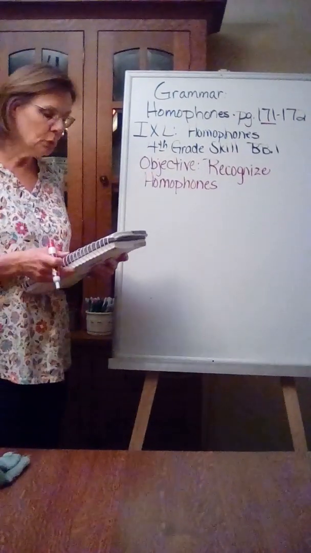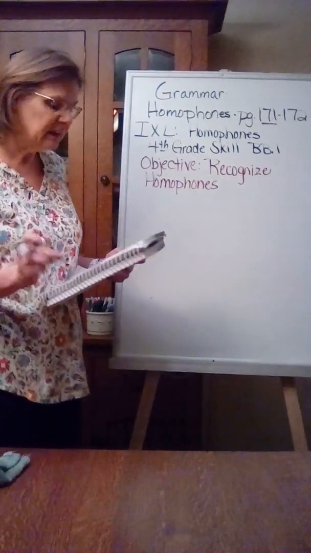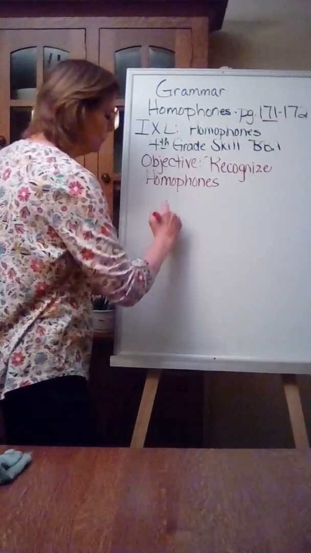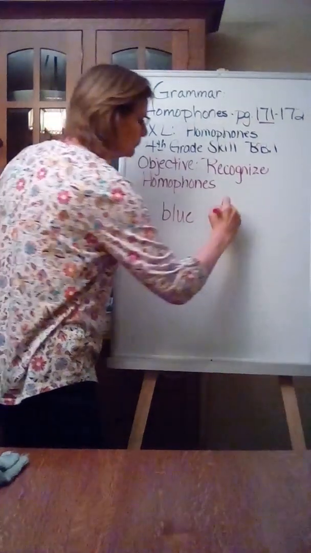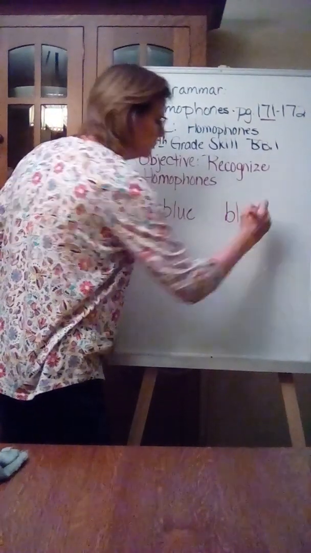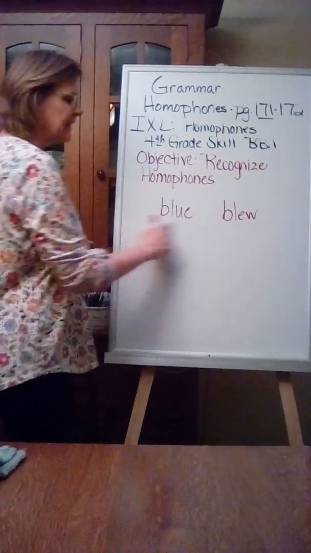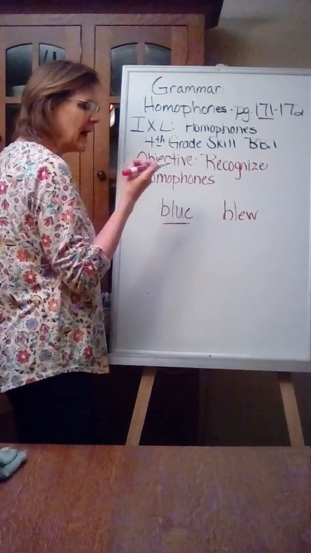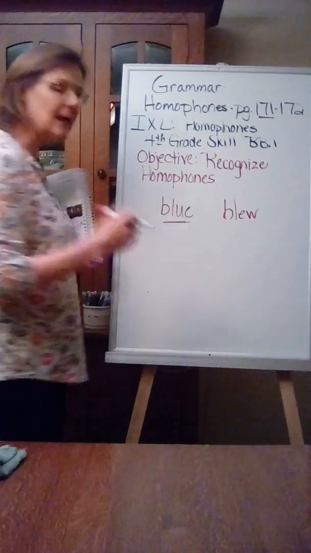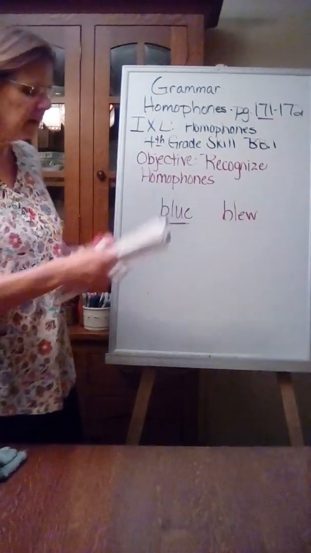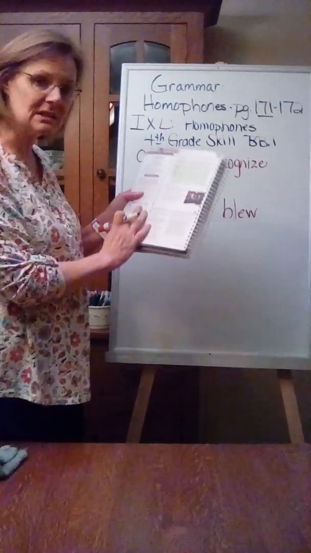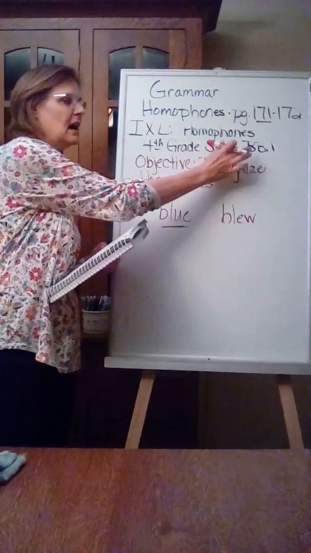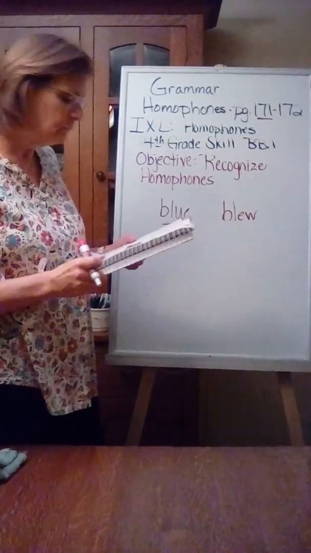The sky is blue and the wind blew the leaves in the trees. Those are their two sentences. So they've used the word blue and blew. They sound the same. They have different spelling. This is the color, and this is the past tense of blow. All right, so that's what you're going to be watching for. And on this page, it gives you a list of common homophones, and then you're going to go to your IXL, and you'll probably run into a few more.